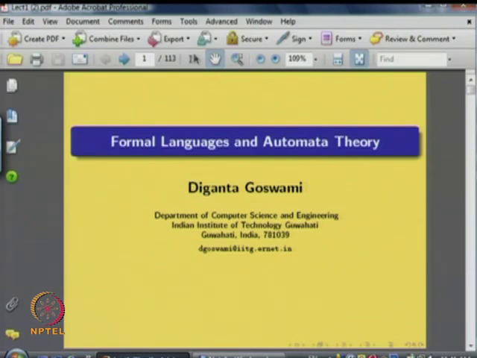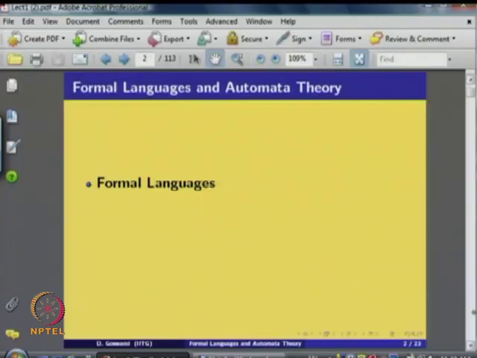So, in this lecture, we will see some introductory concepts and define language formally. We also see some language operations. A language can be seen as a system suitable for expression of certain ideas, facts and concepts. In this course, we have these formal languages and automata theory. We will first see the concepts of formal languages.